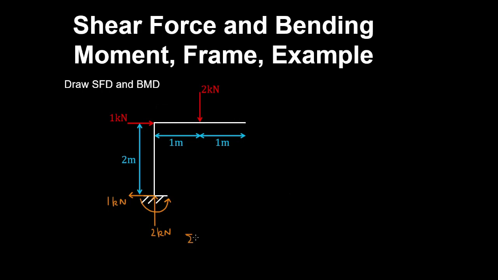So if we take a sum of moments about this support with our usual convention, then we have the moment M minus 1 kilonewton by the moment arm, and then minus 2 kilonewtons by the moment arm, which both cause a clockwise moment. So therefore the moment reaction is 4 kilonewton meters.